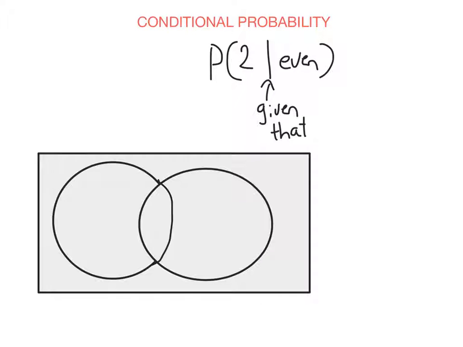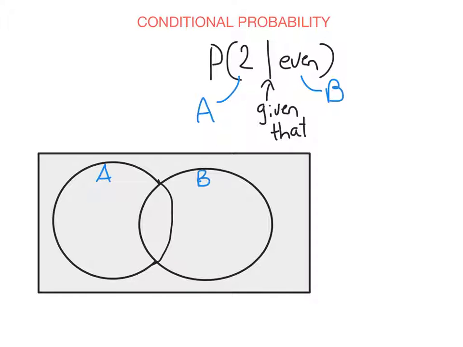So, here's our Venn diagram again. Let's think of A and B as the events in our question. A is going to be the event that I got a 2, and B is going to be the event that I got an even number. We actually don't need to draw the Venn diagram for this, but I just want to show you. So A is the event that I got a 2.